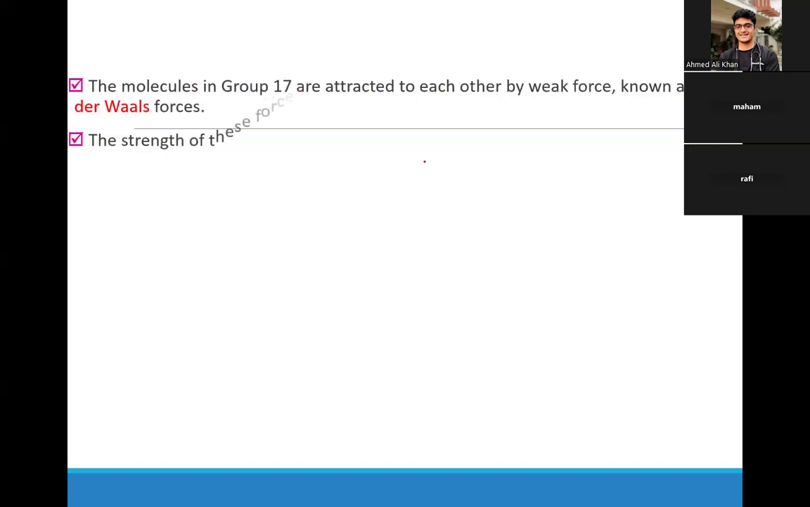All of the group 7 elements are attracted to each other by a weak force known as van der Waals forces. That is not really important. We'll discuss more about intermolecular forces in a bit. But earlier I told you guys in earlier lectures that there are two types of forces. There are intramolecular forces, and then there are intermolecular forces. What is the difference between intra and intermolecular forces?